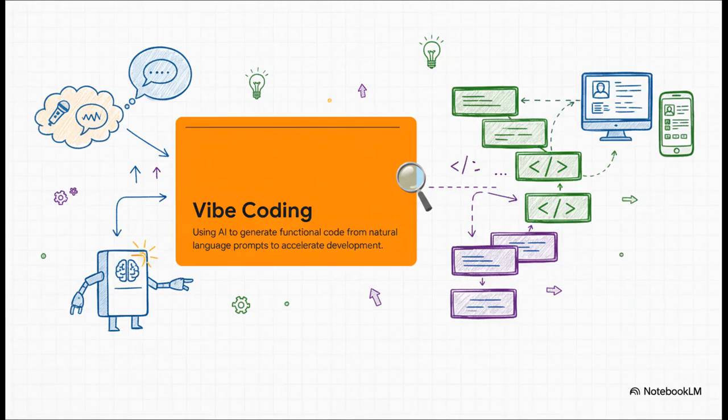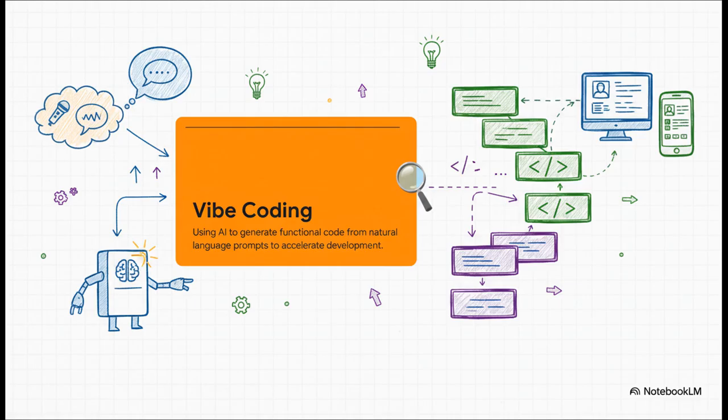So what does that really mean in practice? Well, here's the official definition. Vibe coding is this new way of developing software where you use AI to generate real, working code just from describing what you want in natural language. So instead of painstakingly writing out every single line, you're more like a director, guiding an AI assistant. You tell it what you want to build in plain English.